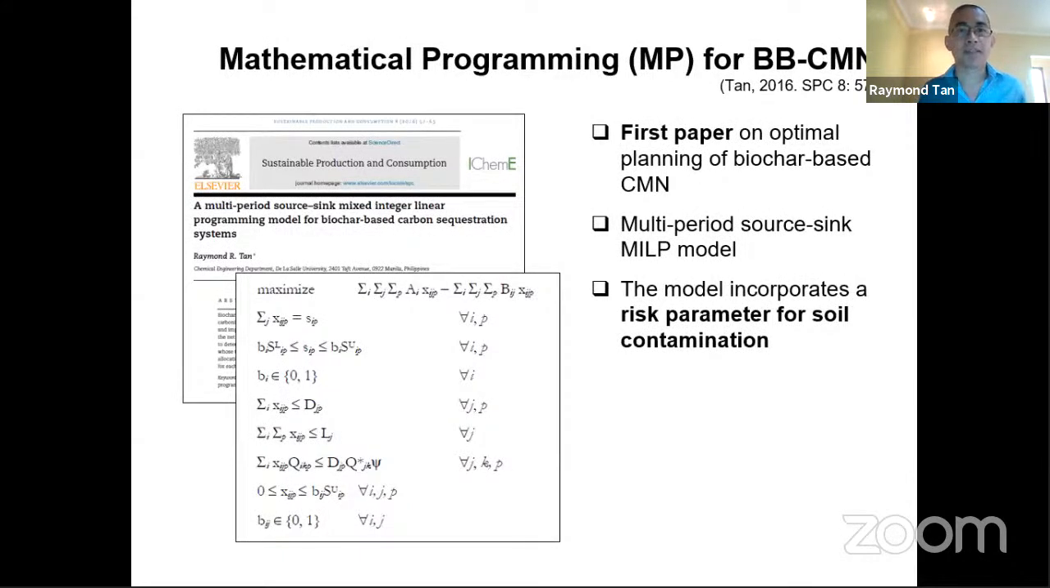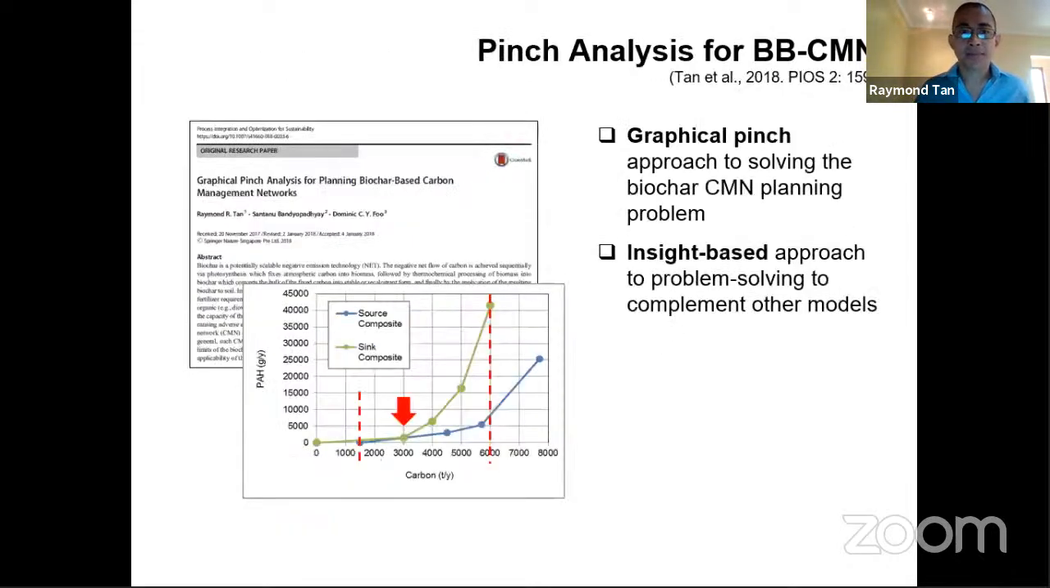We've developed different techniques for doing this. These are like supply chain models that engineers use in commercial applications nowadays. So mathematical programming techniques, as outlined in this paper. Pinch analysis techniques, which were originally developed in the 1970s for purposes of energy conservation in oil refineries and industrial chemical plants, have been adopted to different applications, including biochar-based carbon management in this 2018 paper.